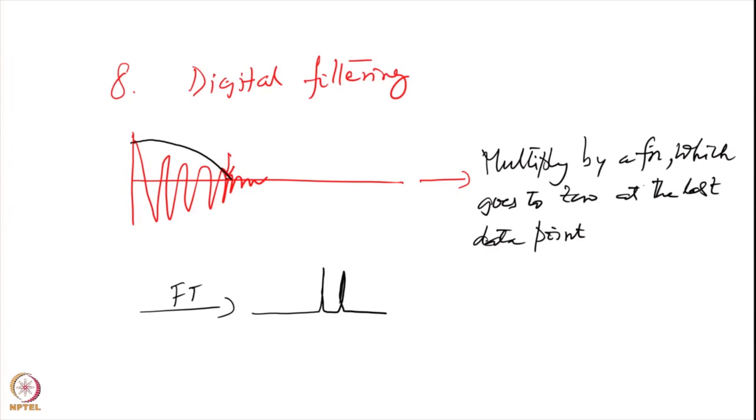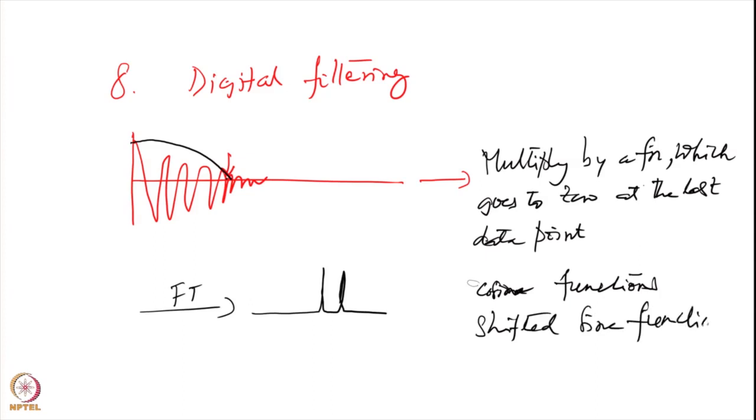There are many functions one can use. You can use exponential functions. The functions can be cosine functions, or shifted sine functions. We will not discuss all of these things, but depending upon the optimization, one can choose different kinds of functions depending upon the number of data points you have. You collected data points here like that, so the last data point is here. It has to be 0 at the last data point. You can use a cosine function. There are also what are called Lorentz-Gauss functions. We need not discuss this in greater detail, but these are routinely available on the spectrometers, so one can optimize which function to use and how much to use.